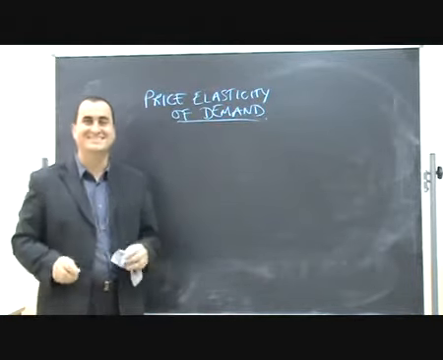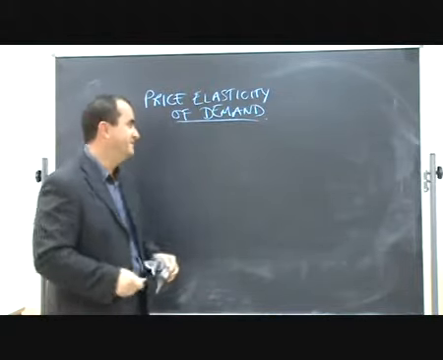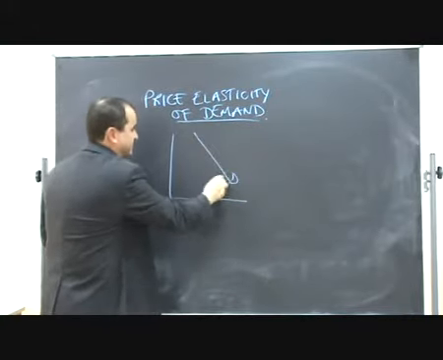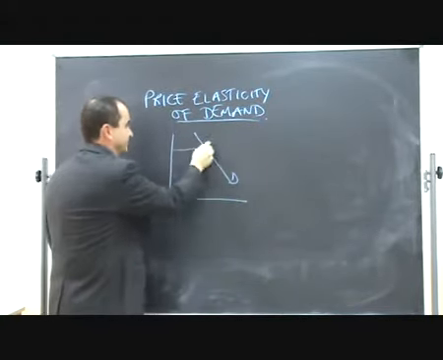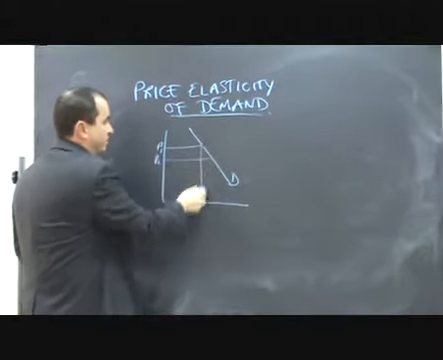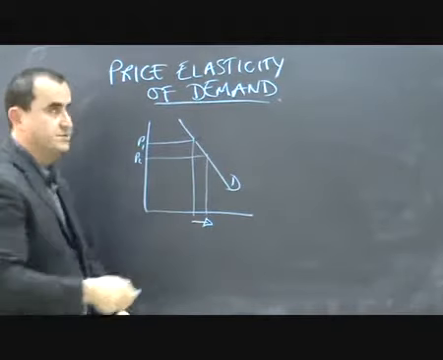Hello. Price elasticity of demand is obviously a really important concept in microeconomics. Of course, we know that demand curves slope downwards, so we know that when price changes, say price falls from P1 to P2, there'll be an increase in the quantity demanded from Q1 to Q2.